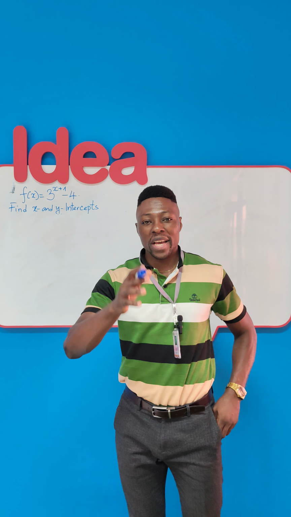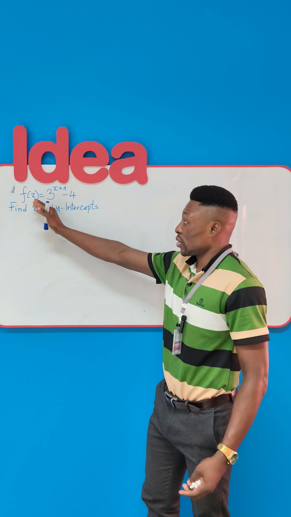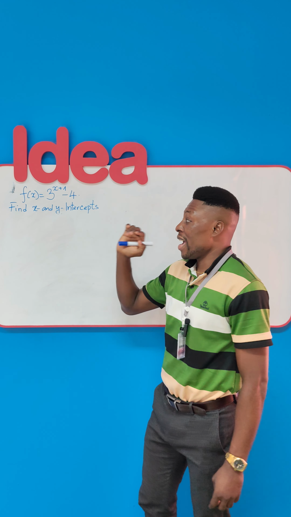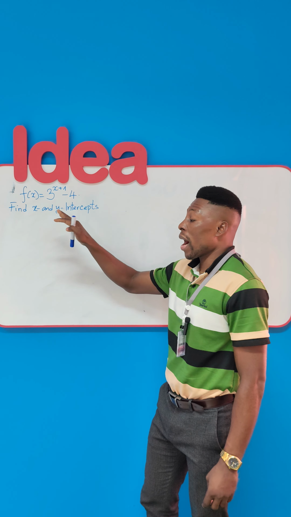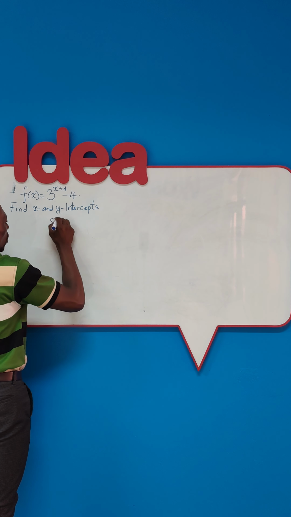Tomorrow will be better. This is a question in mathematics. We are given a function in terms of x, and we're asked to find the x and the y intercepts. Follow me, guys. Let me show you what to do.